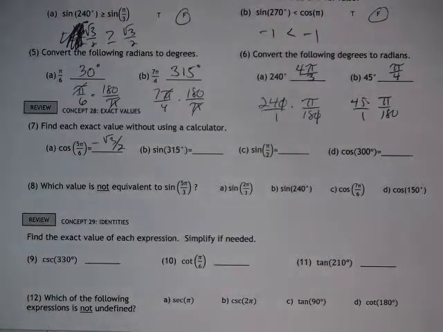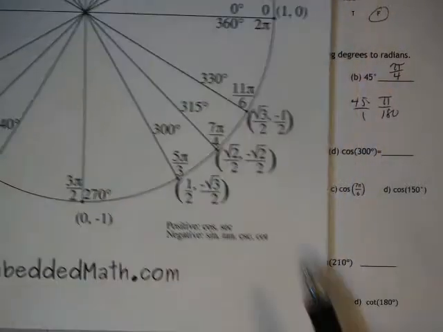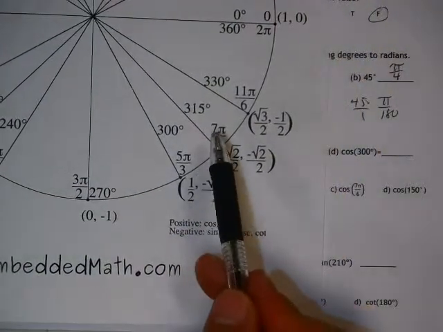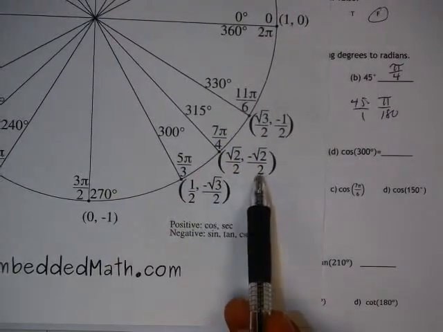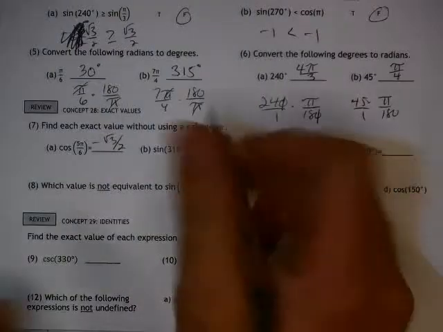Part B, sine of 315. There's the radians, there's the coordinates. Sine is the y value, which is this negative square root 2 over 2.